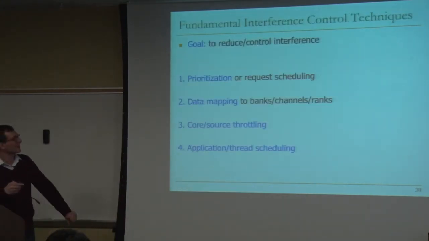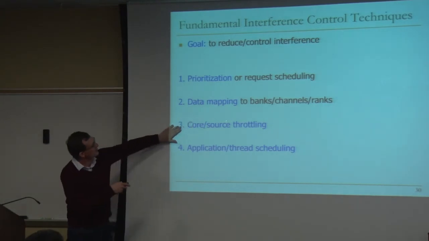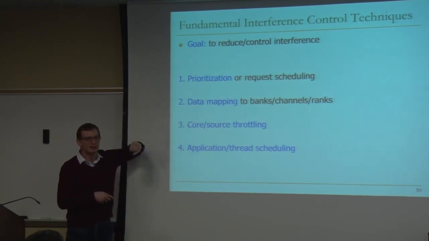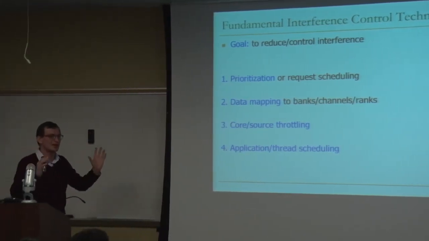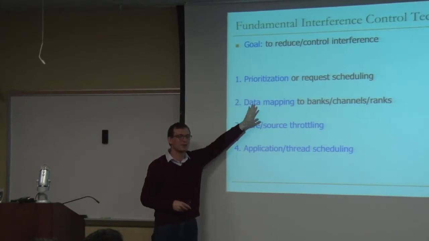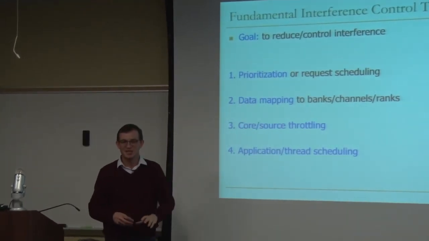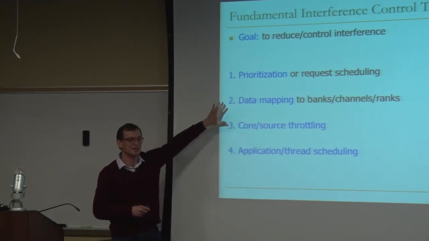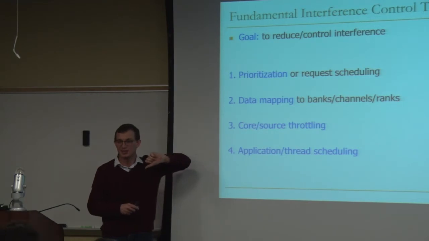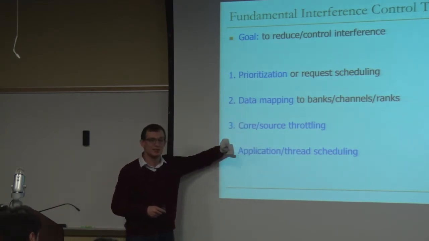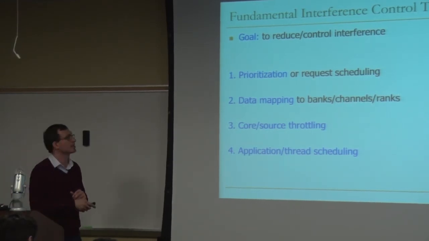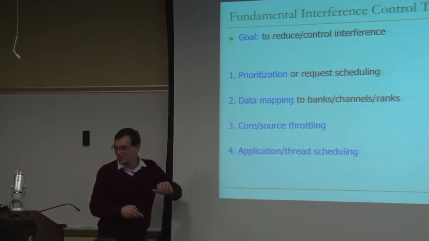OK. Let's take a look at another approach. And these four are actually four fundamental approaches for interference control. If you come up with other approaches, let me know. You can apply this to other kinds of interference. For example, let's say in the future you're designing SSD controllers, flash controllers. Well, you may need to look at some of these mechanisms to reduce interference. Operating systems, again, you may need to look at some of these mechanisms. It depends on your shared resource, but for most shared resources, you should be able to employ these techniques to reduce interference. So the third technique is core source throttling.